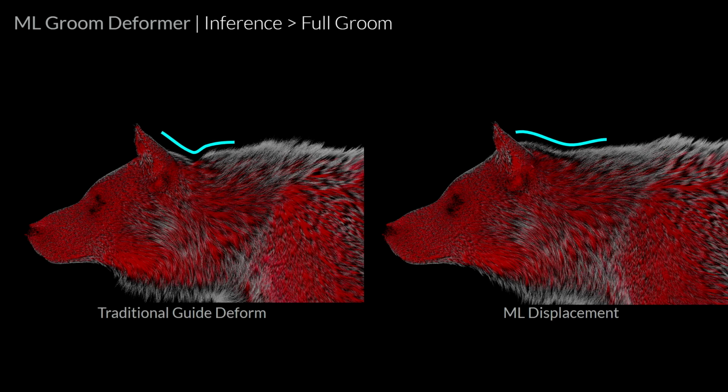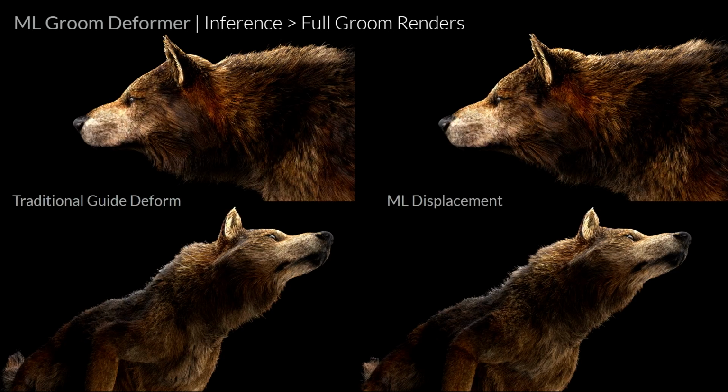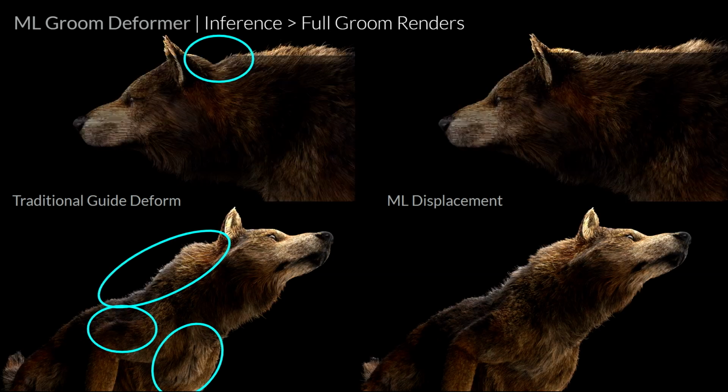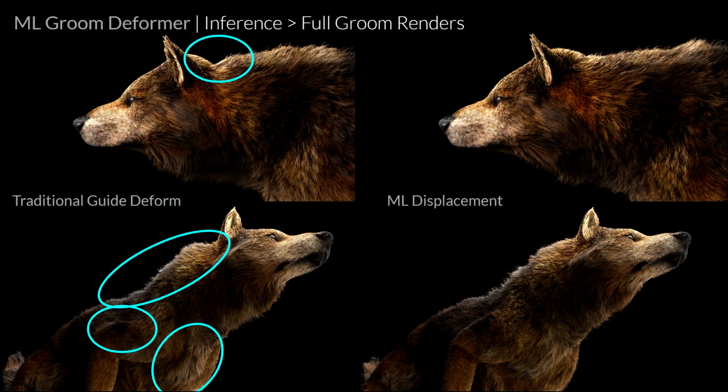I also have a full groom. Here it's sometimes a little harder to tell what's really happening, but behind the head you can really tell before where you had the intersections and would get dark spots in your rendering, which don't remain after the ML displacement. Here are also some rendered frames. I also circled the problem areas you usually run into.